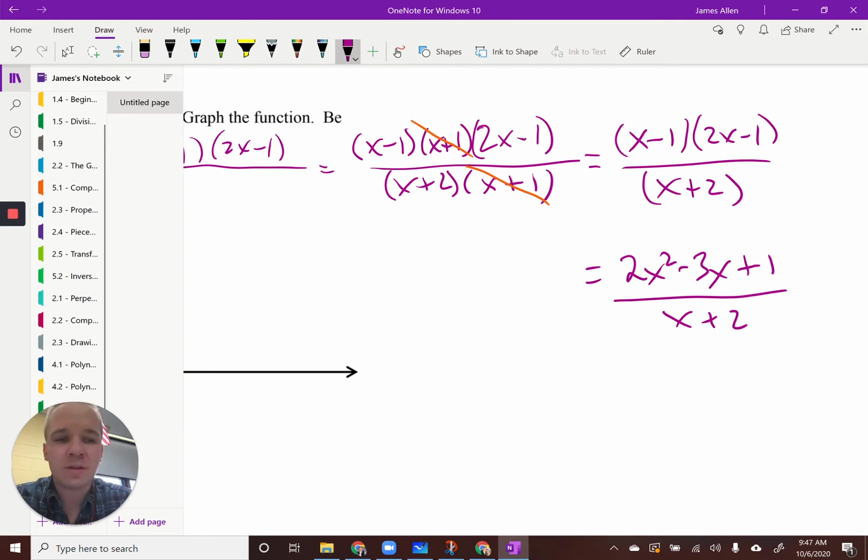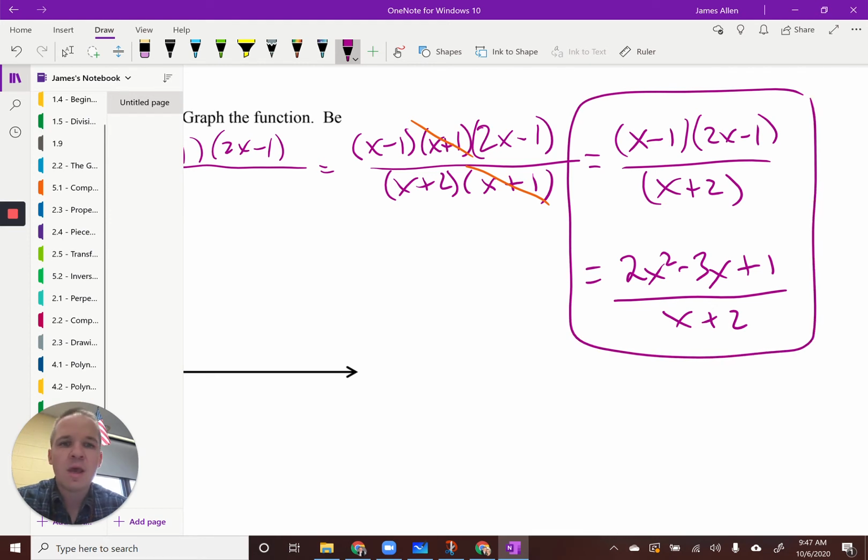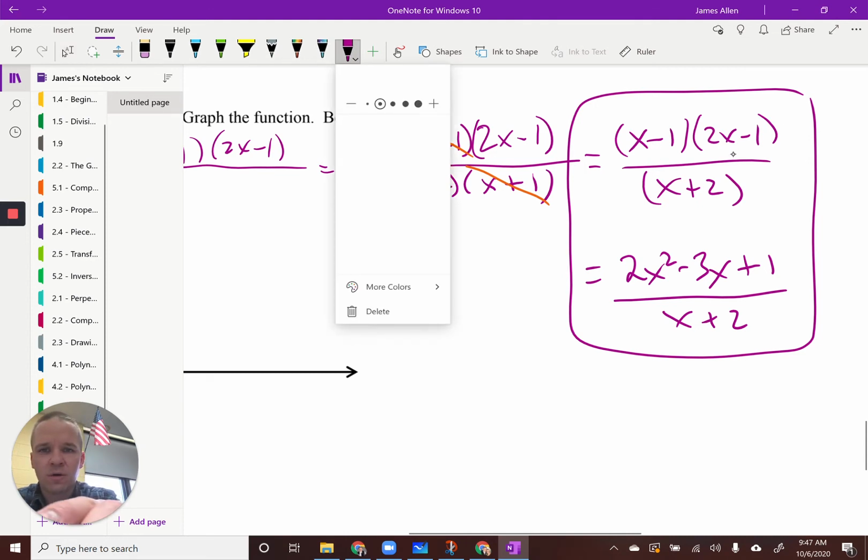So when I'm figuring out the hole, maybe I'll box these. These are important to me. When I'm figuring out the hole, I would plug back in, right? Either one's fine here. I'm plugging in negative 1. So I'm going to plug in negative 1 to this top one here to figure out the coordinates of the hole.